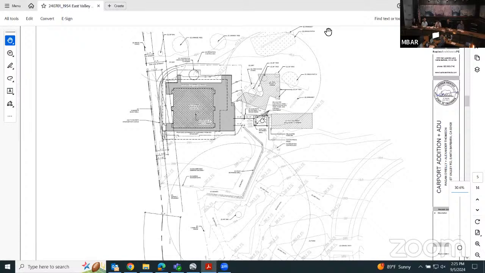Yeah, I think the owners definitely wanted to keep this building compatible with the architectural style of the overall site.